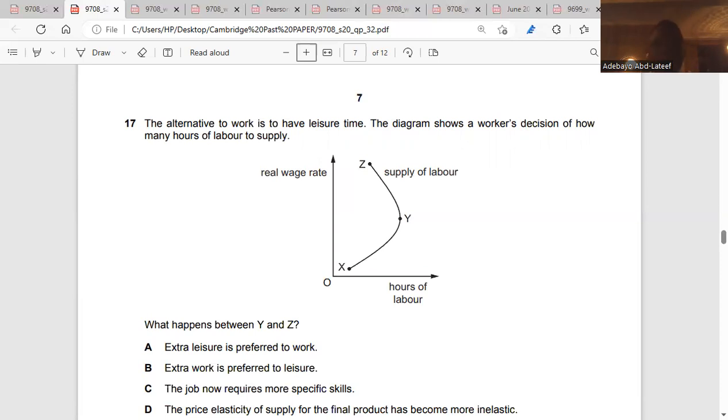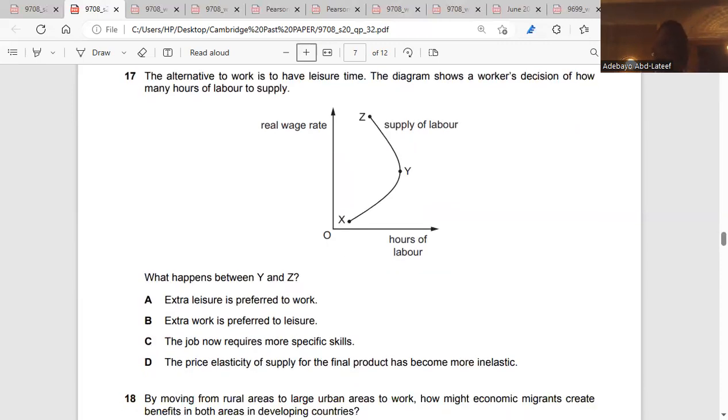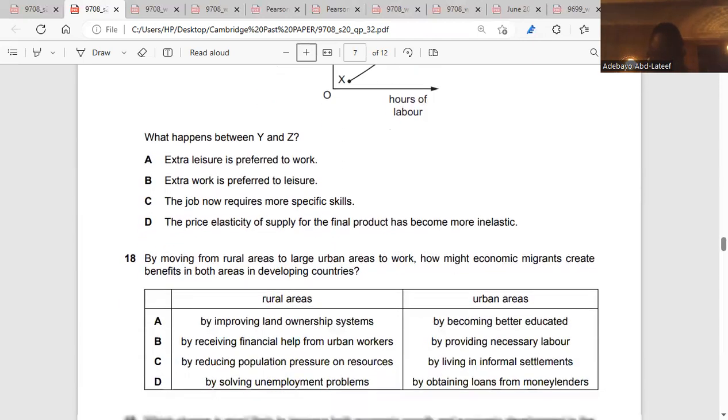So based on what we have here, what happens between Y and Z? Extra leisure is preferred to work, because the supply of labor falls back. The supply of labor went back, right? And why? Because the wage rate has increased. Is it clear? So the answer is A.